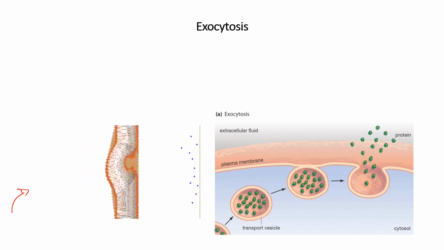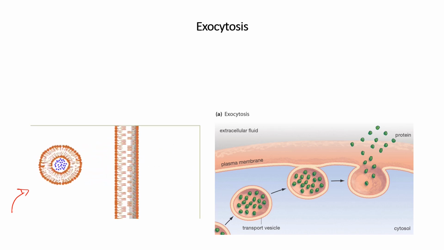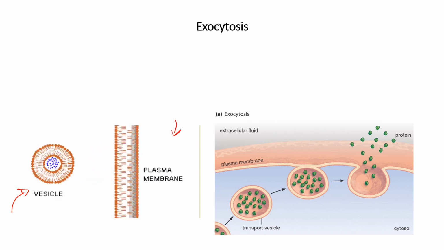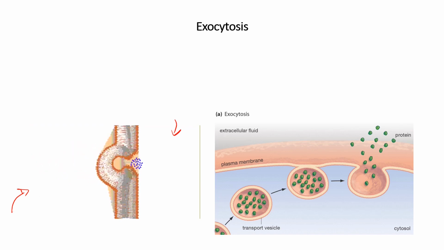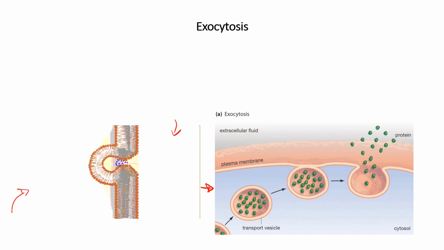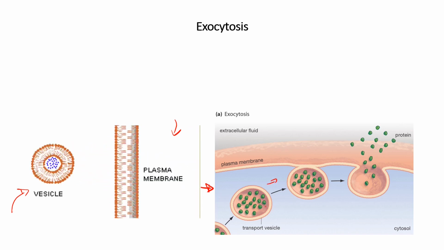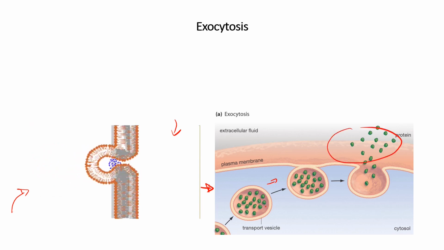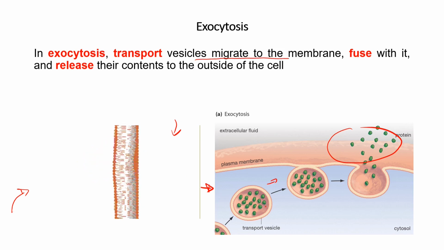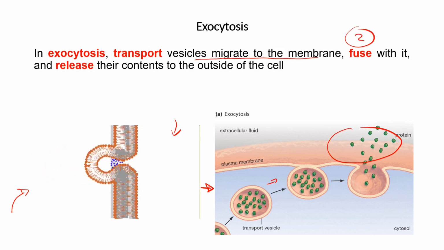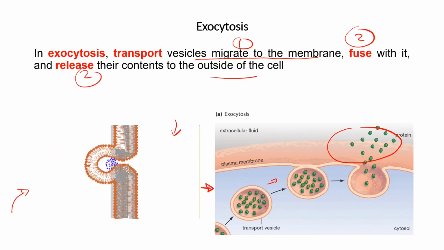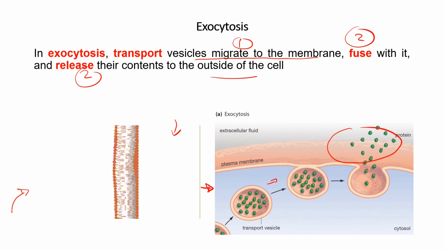Here we have a vesicle in this schematic, and you see that the vesicle is migrating to the membrane, and then it fuses to the membrane and then releases these blue particles. And here is the same thing in this diagram, but instead of blue particles, you see green particles moving to the membrane and releasing this protein. This process is called exocytosis. As I said, the vesicles first migrate to the membrane, then fuse, and then release their contents outside of the cell. And this is exocytosis.